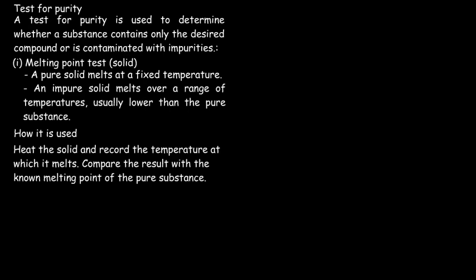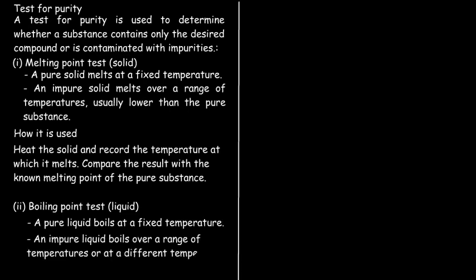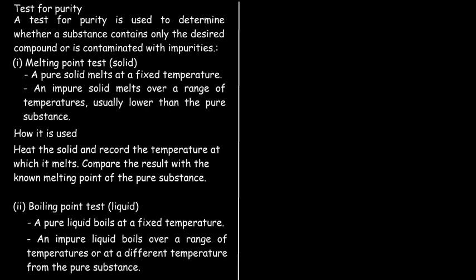The second test is the boiling point test, which is used for liquids. A pure liquid boils at a fixed temperature, while an impure liquid boils over a range of temperatures or at a different temperature from the pure substance. Similarly to the melting point test, when the liquid boils, if the temperature at which it boils is the same as the known value for that substance, it's a pure substance, but if it's different, it's an impure substance.